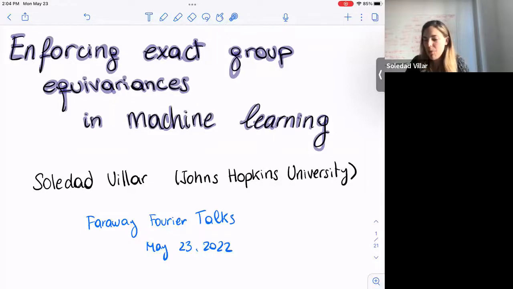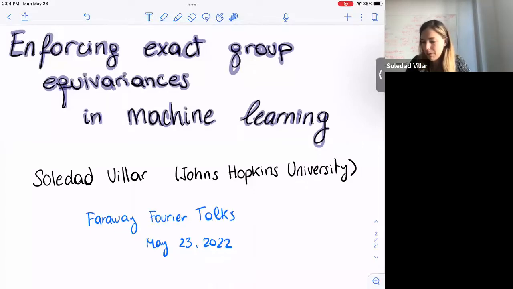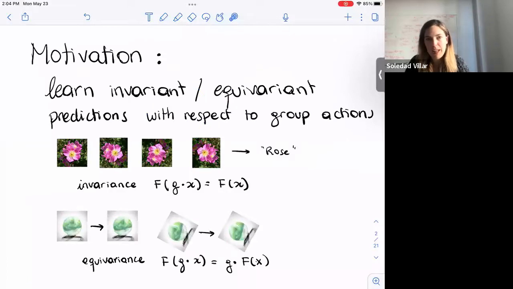So I'm going to talk about enforcing exact group equivariances in the context of machine learning models. In particular, the motivation is to learn how to express invariant and equivariant functions that would give me a prediction, say in some image classification context or in some particle simulations where there exists some group that can act in the inputs and maybe in the outputs.